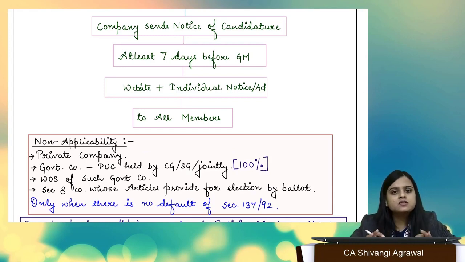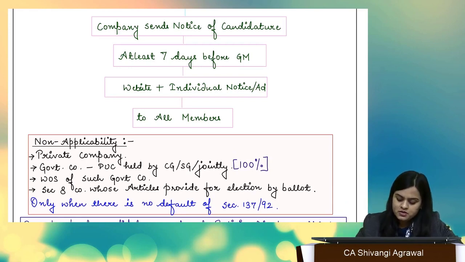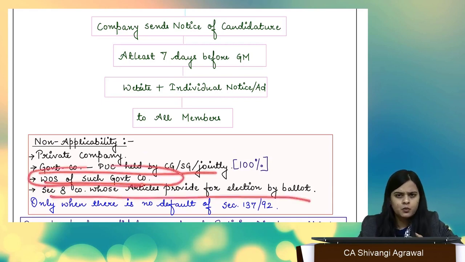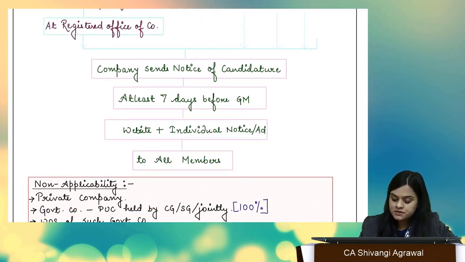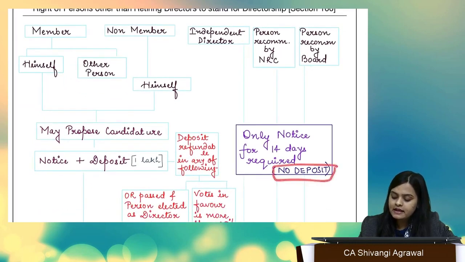The section does not apply to a private company, because in a private company, not everyone gets the power that they can nominate themselves. It does not even apply to a 100% government company, a wholly owned subsidiary of such 100% government company, and a section 8 company where election is happening by ballot system, right? Okay, fine, ma'am. In certain cases, you don't need a deposit.